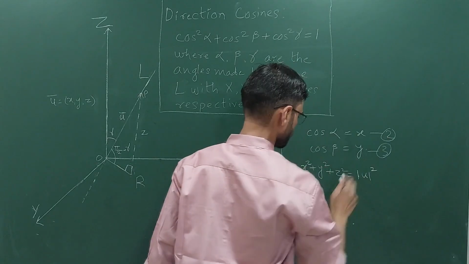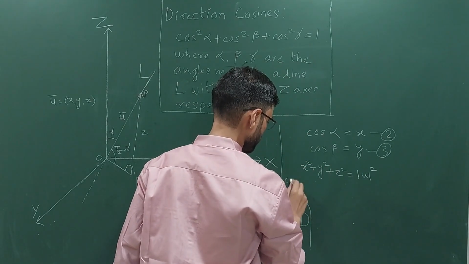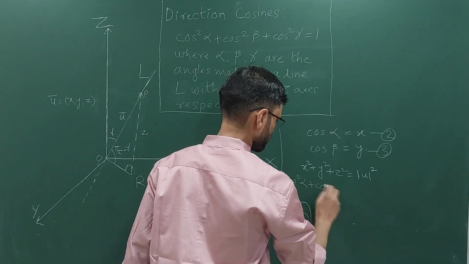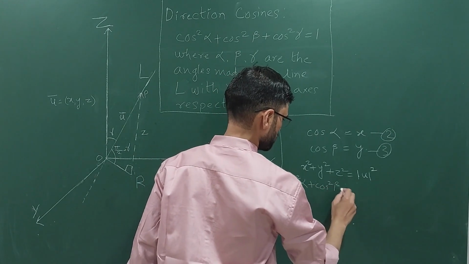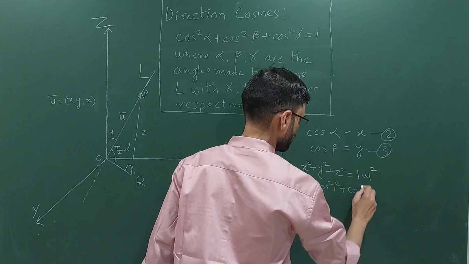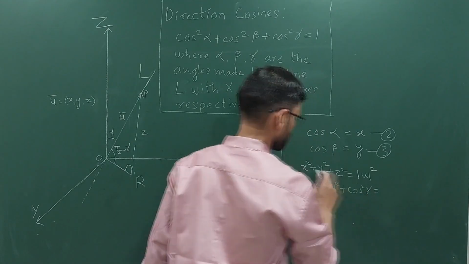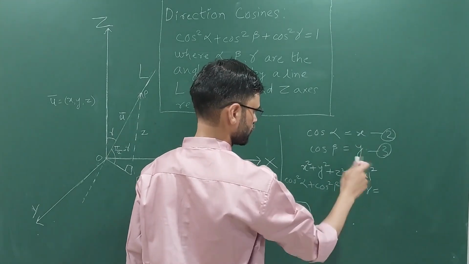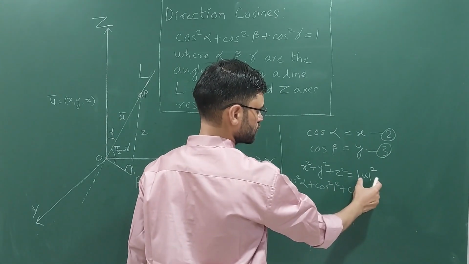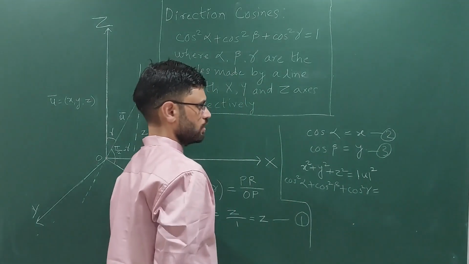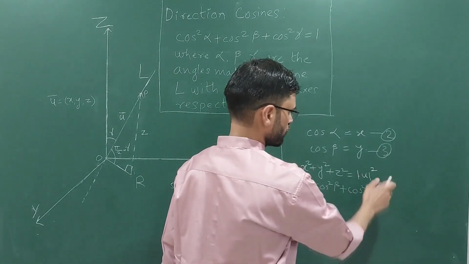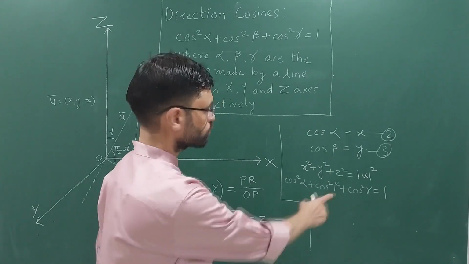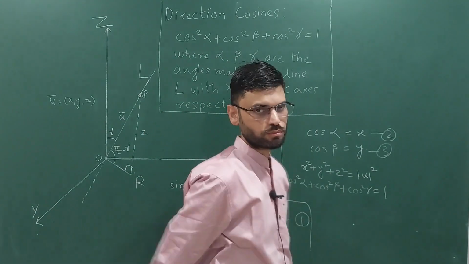So from equations 1, 2 and 3 we have cos square of alpha plus cos square of beta plus cos square of gamma equal to, so here we have substituted for x, y and z using equations 1, 2 and 3, and the magnitude of u, the square, is 1, so 1, and that proves what we wish to prove.